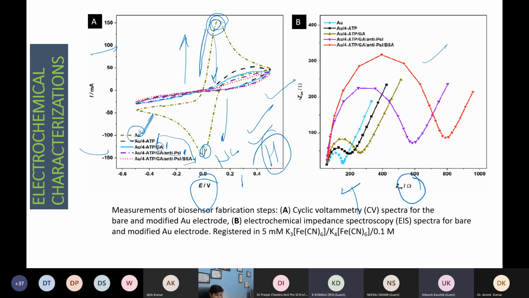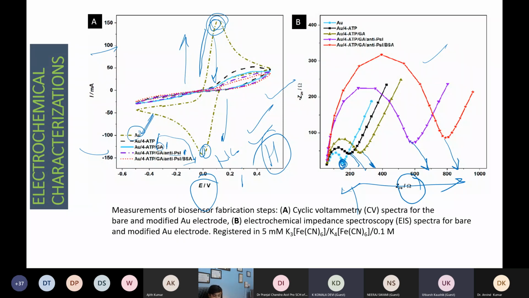You see, this is for gold. When you have added ATP, the resistance increases. You have added the GA, it is increased. You have added the antibody, it is increased. You have added the BSA, bovine serum albumin, it is increasing. Resistance is increasing, which means the current is decreasing. So these are the techniques.